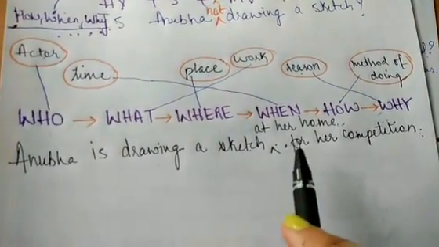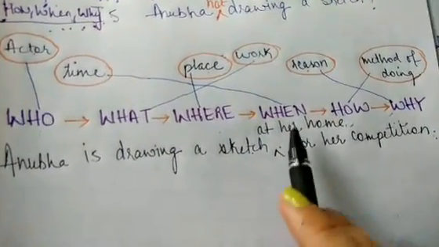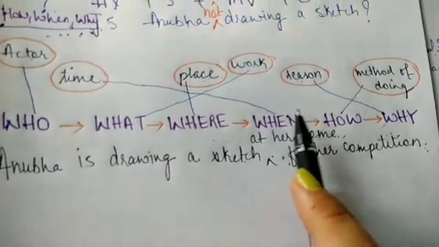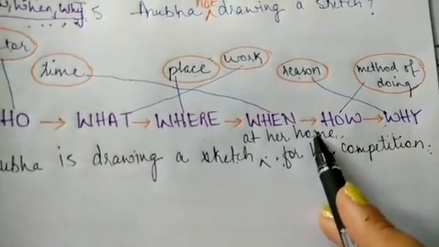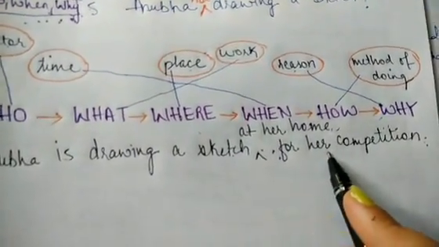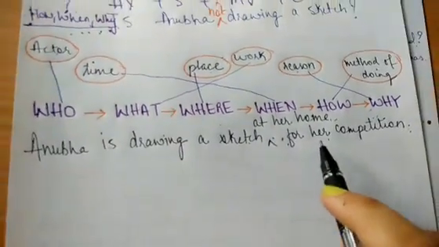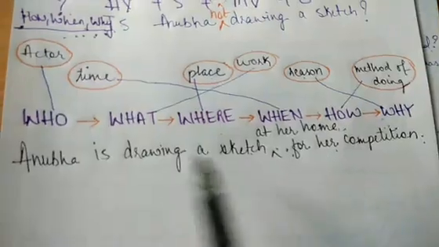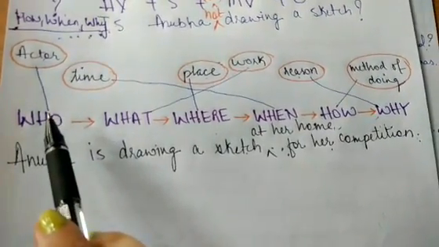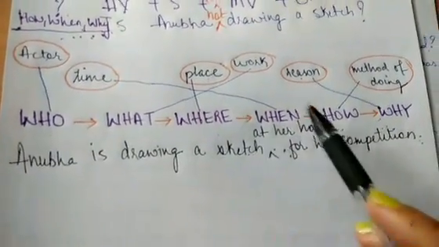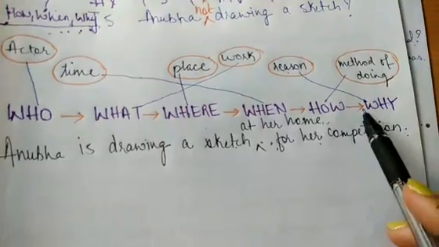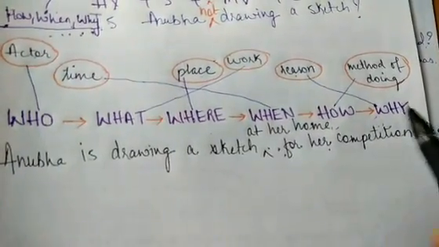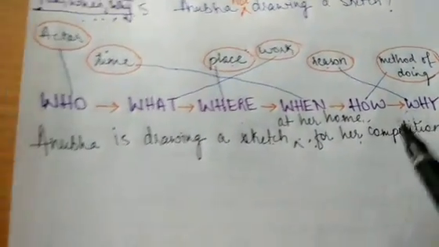Similarly, if I had to add time, then I would add this time after place and before reason. So I want to say again, it is not important that every sentence will have all the 6 things: who, what, where, when, how, and why. But this is the sequence that will be followed.